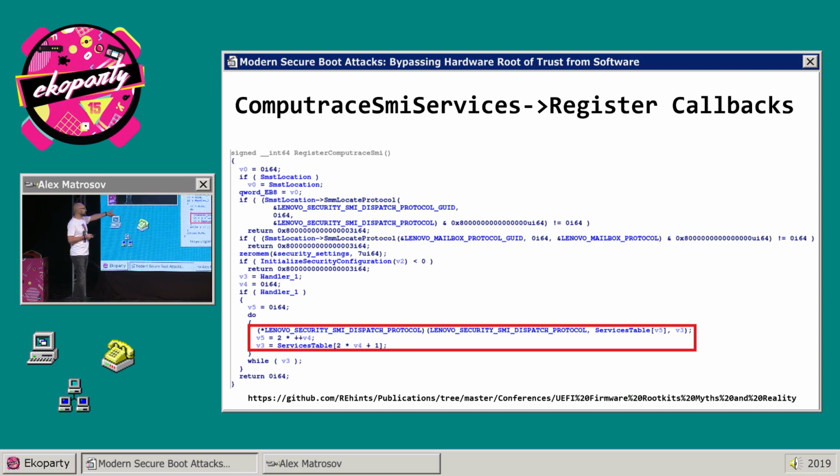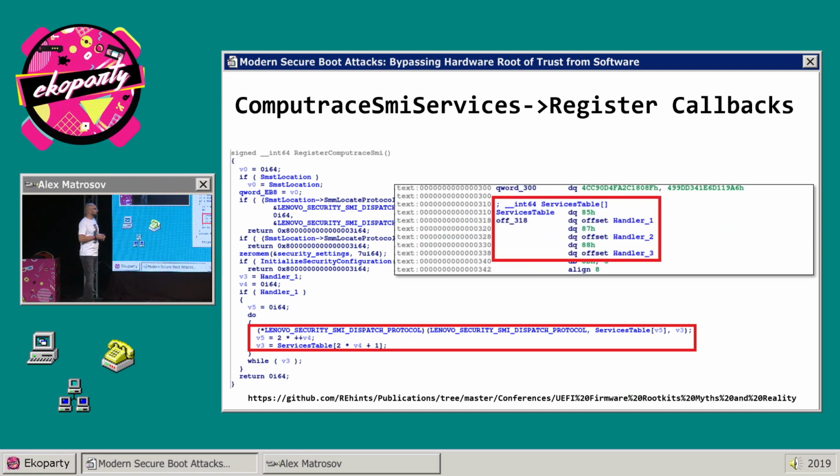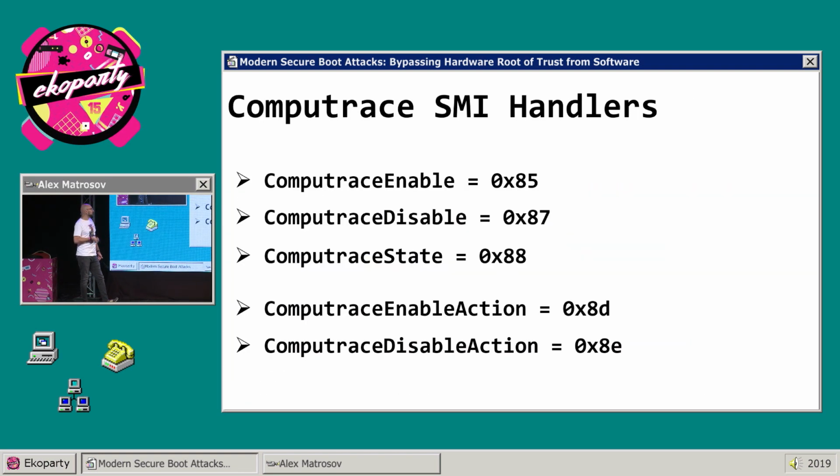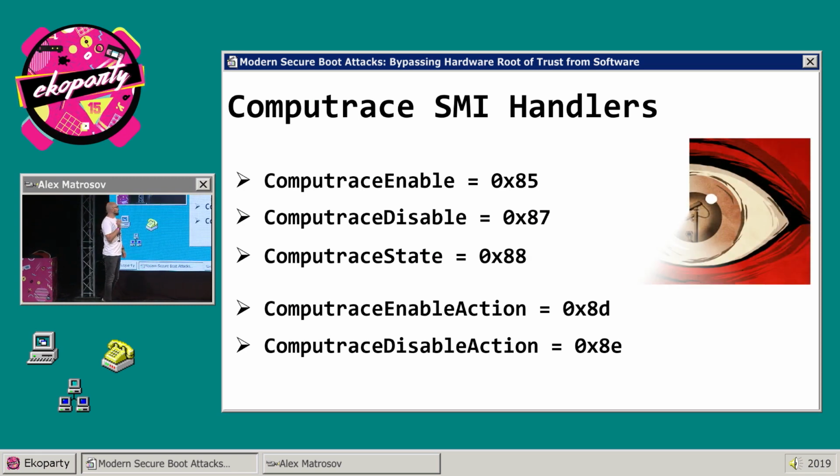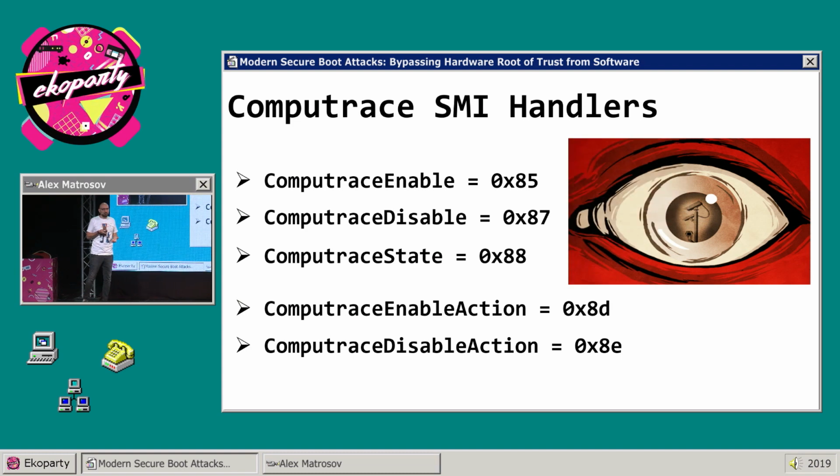I disassembled the Computrace services DXE driver, and it's directly tied to modifying values in this configuration table. And of course, here are some services which basically orchestrate this activity from the operating system level. The names of these SMI handlers are Computrace enable, disable, and Computrace state. That's kind of scary because you can just call one of them to do something with the Lenovo security config, right?